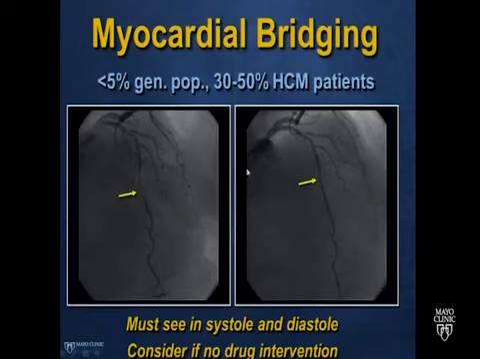Myocardial bridging, it's very common in patients with hypertrophic cardiomyopathy, much less common in the general population. They must show you the presence of the bridge in systole and diastole. It's kind of like spasm. They have to show you before and after. They can't just show you a still image. So consider this if you see dynamic changes, but there has been no drug intervention in your patient.